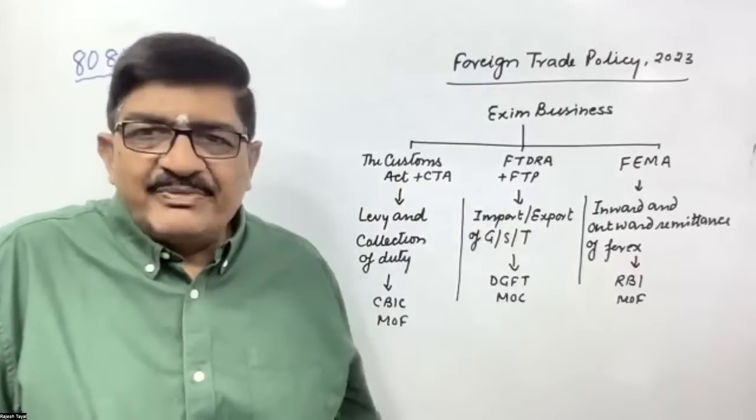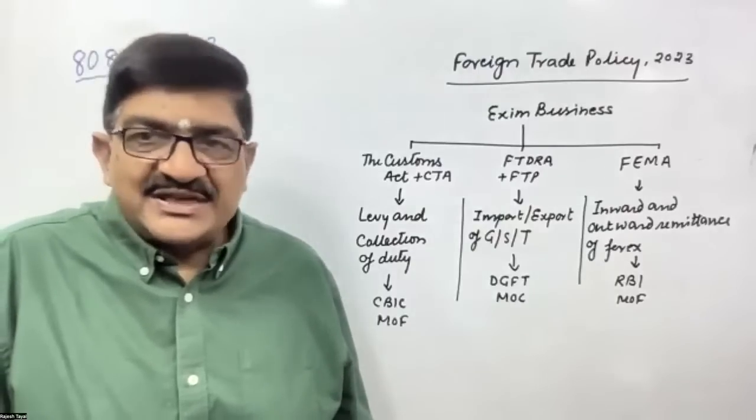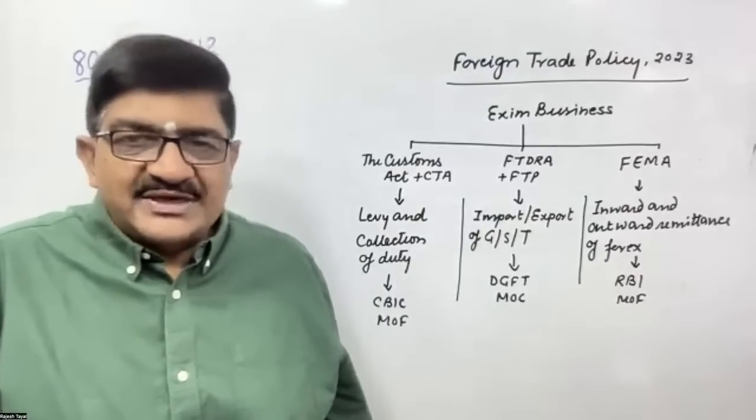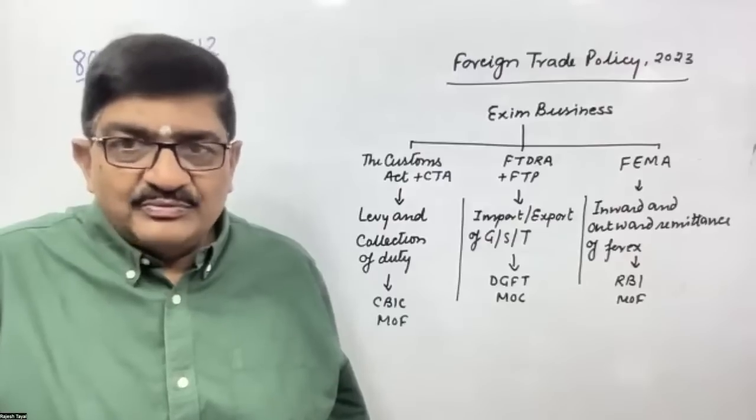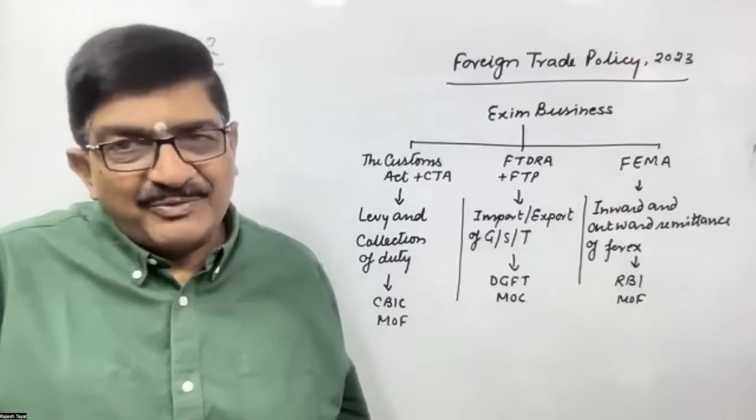Okay. So now you know which are the laws and what is the main objective of those authorities. So basically three laws. Customs and Custom Tariff Act you have already studied in detail. FEMA to a certain extent I have already elaborated what is relevant for you. FTDRA we have done, and now we are on foreign trade policy.